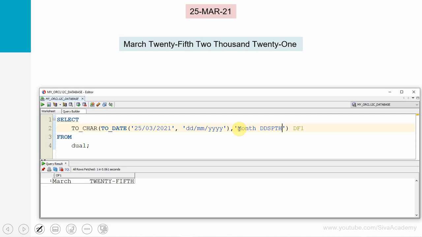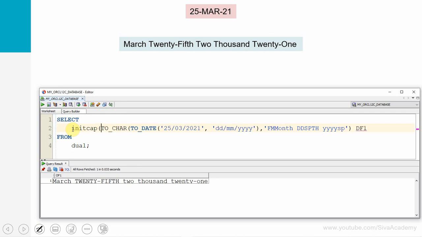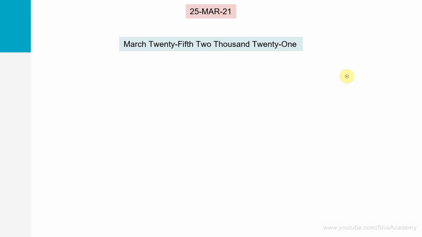Now we got March 25th, then year. Year in a spelled out format, so let me put SP. We don't want this unnecessary space, so let me put FM here, that is the fill mode. The unnecessary space will be removed. I want to print this with initial capital letters, so let me use the INITCAP function on top of this. So we just got the expected output here.